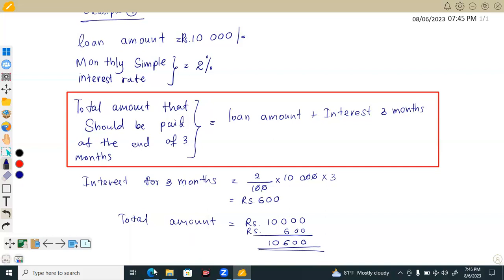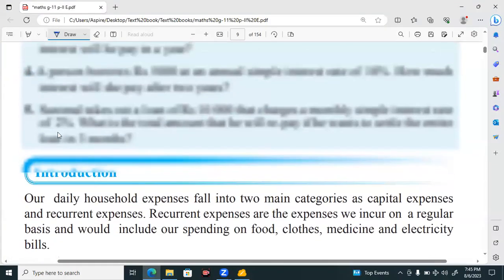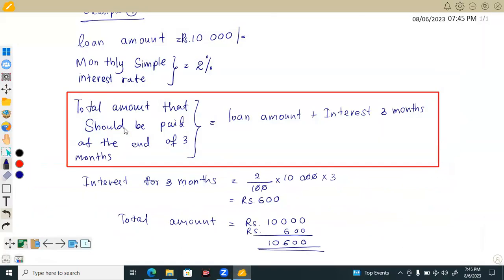Okay, so let's move to the next type of interest. Write down under next subtopic. It is compound interest.